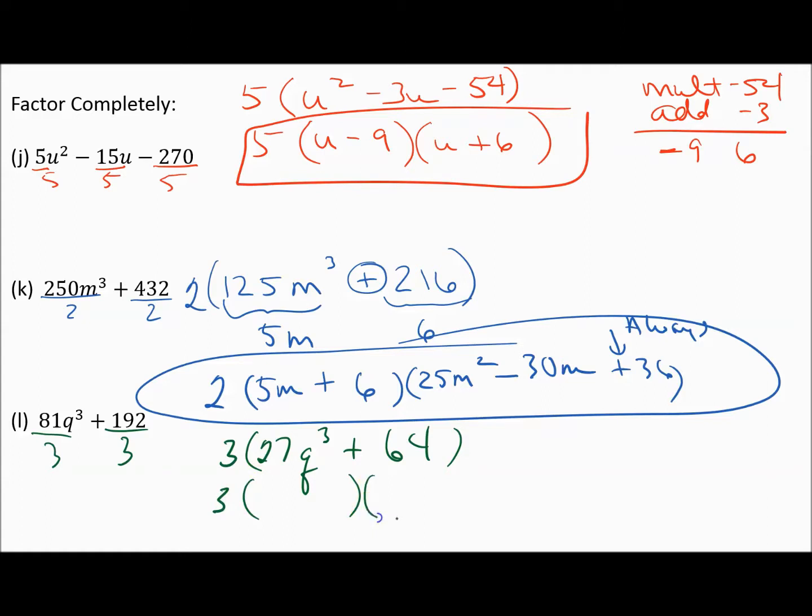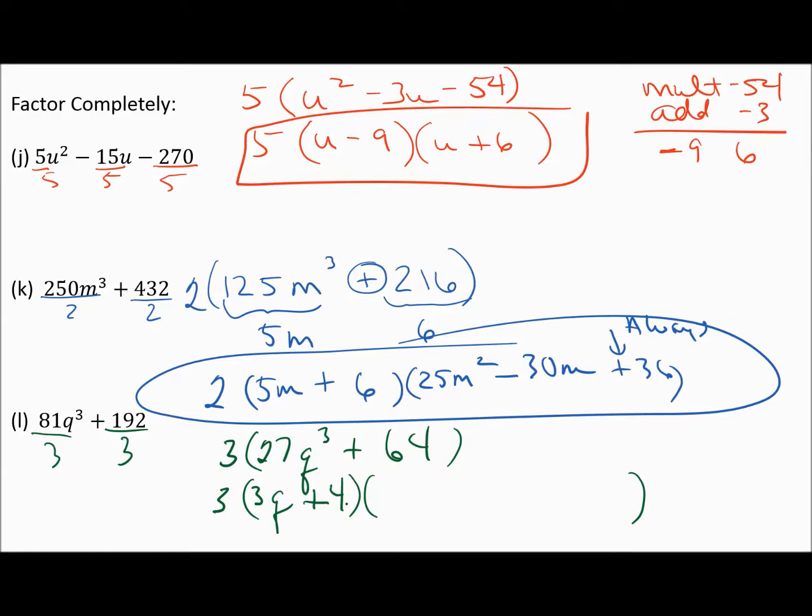We have a short set of parentheses and a longer set. What goes in the short set is the cubed root of each of these. So the cubed root of 27q to the third, remember that's one term. Cubed root of 27 is 3. The cubed root of q to the third is q. This is a plus, so this remains plus, and the cubed root of 64 is 4.